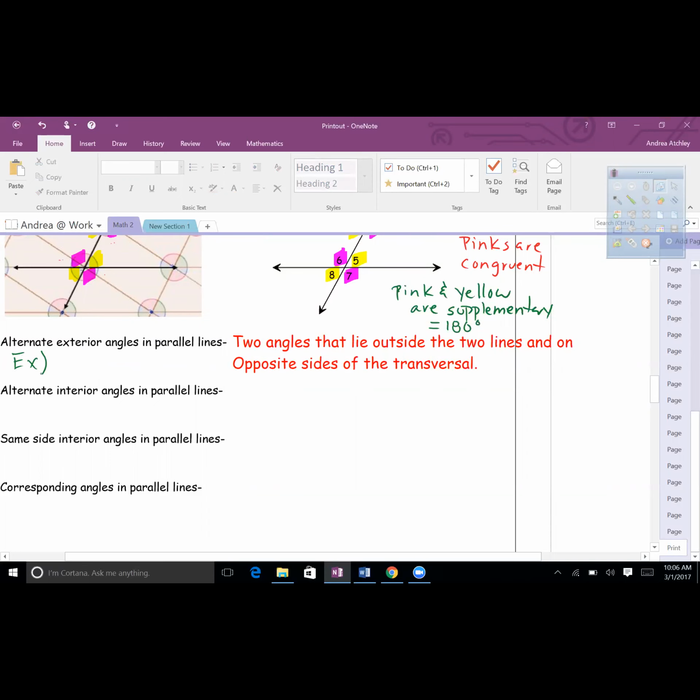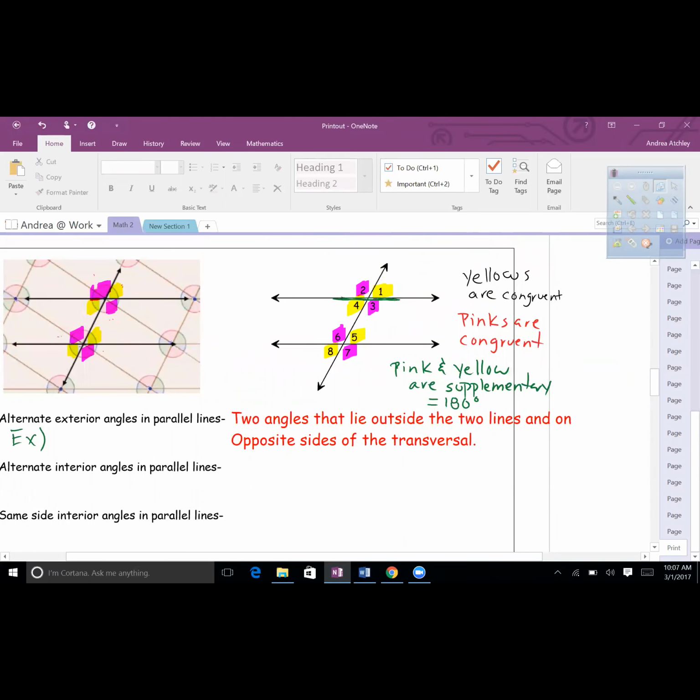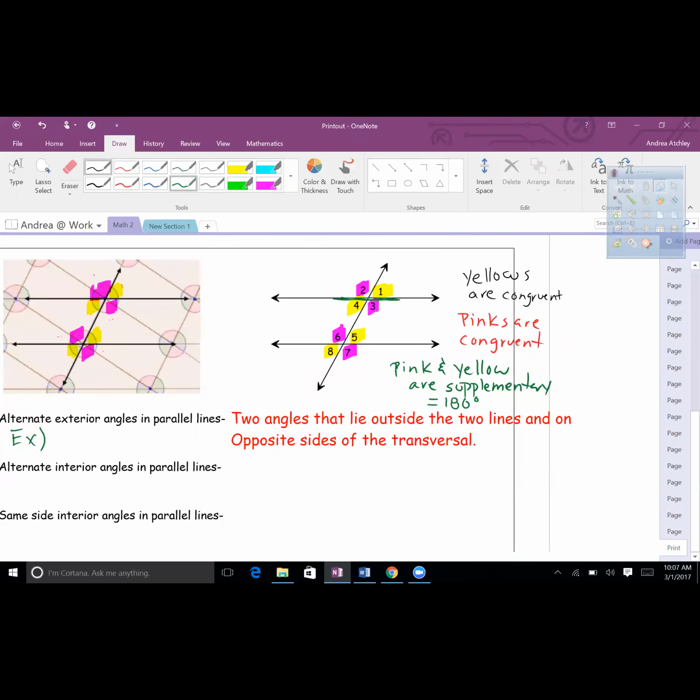Grab the papers. If we look back at our figure, angle 1 is outside the parallel lines, and angle 8 is outside the parallel lines, and they're on opposite sides of the transversal. So this is your transversal line. 1 is on the right-hand side. Is it right for you guys? On the right-hand side, and 8 is on the left-hand side, and they're outside the parallel lines.